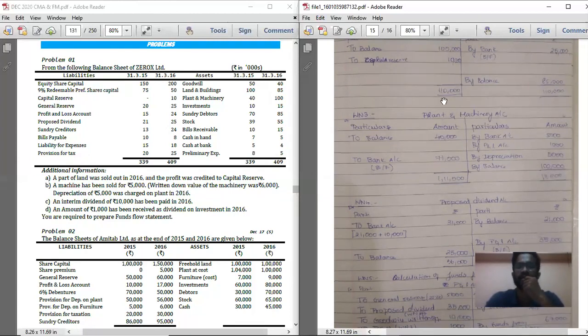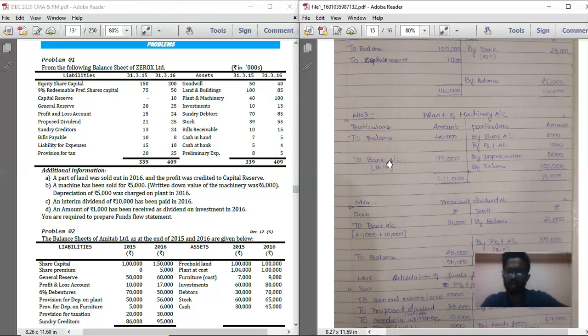So out of this 1,11,000, opening balance is 40,000. Remaining entire balance has been purchased in the current year. When you are purchasing plant and machinery, what is the entry? Plant and machinery account debit to bank account, because cash is going out. So now calculate to bank account. Below the to balance, record to bank account within bracket balancing figure. How much is the value? 1,11,000 minus 40,000, you are getting 71,000. So in the amount column, record 71,000, which is nothing but cash going out.